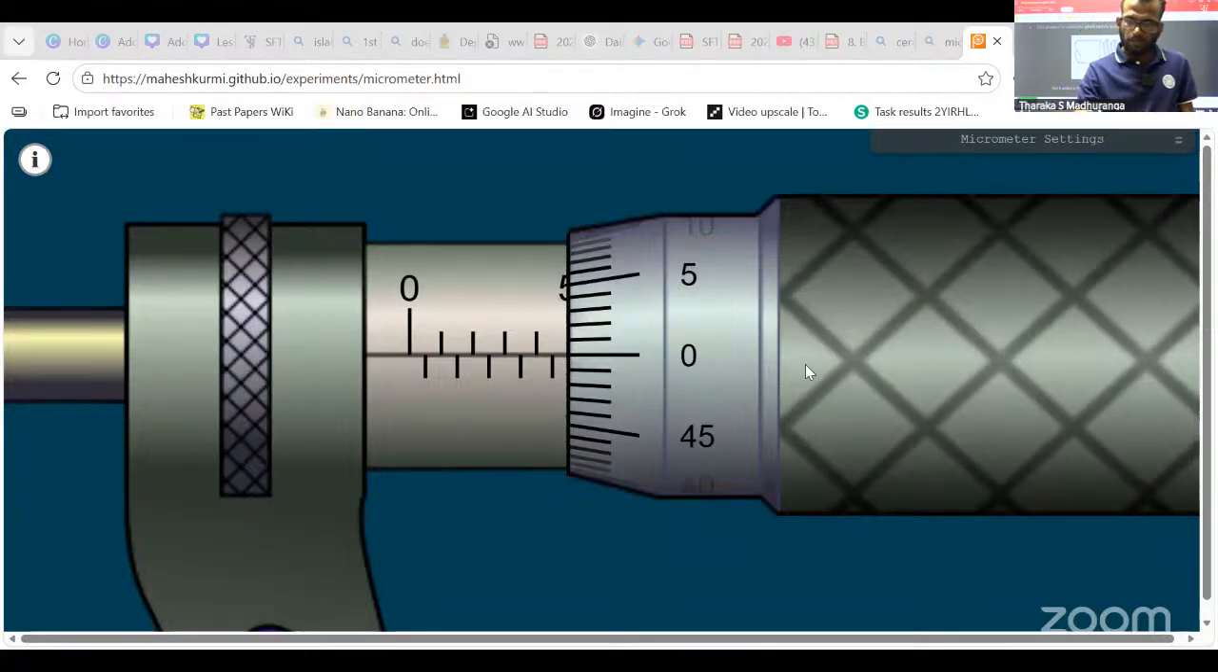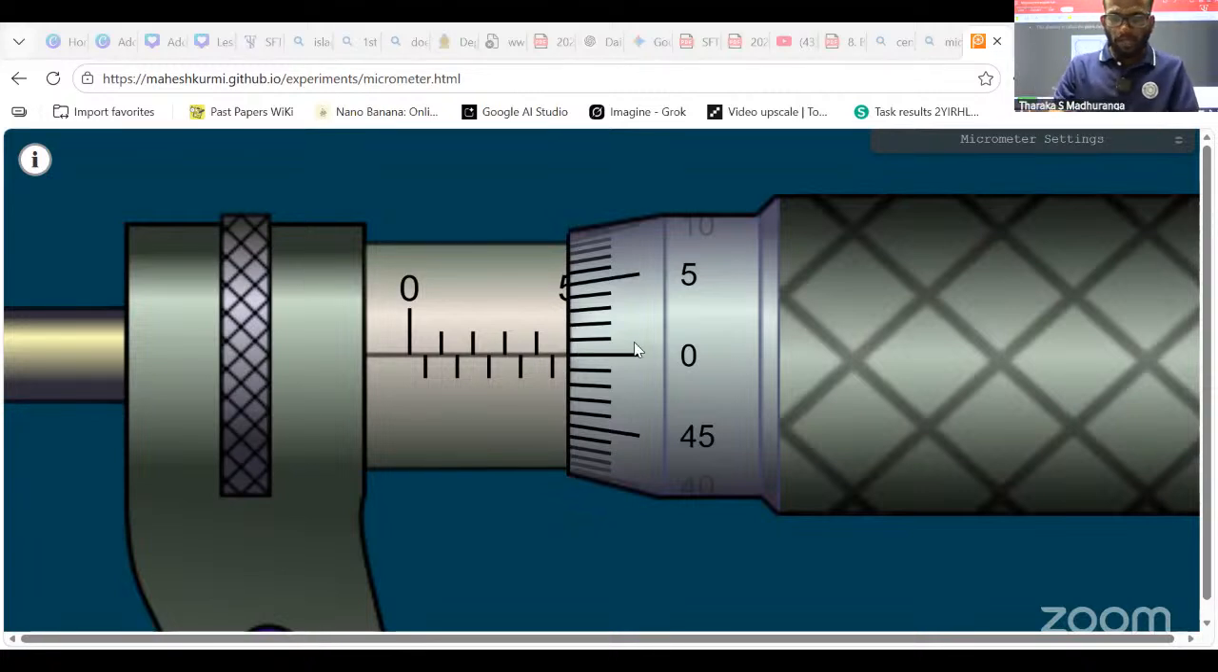Now the circular scale 0 perfectly coincides with the linear scale middle axis, right? Do you understand? Zero perfectly coincides with the linear scale middle axis. Now what is the linear scale value here? The linear scale value is 5, right? Here it is 5.